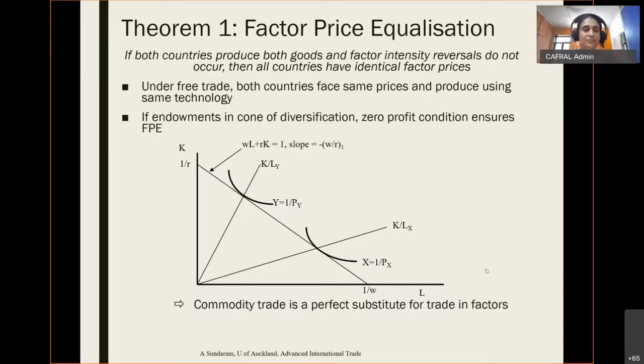So this says that if trade is free, if all countries are facing the same prices, if they're all in the same cone of diversification, then they will all have the same wage W and R, cost of capital. That's factor price equalization, or FPE. So the next time I say FPE, you know what I mean. It means that factor prices equalize across markets, across countries.